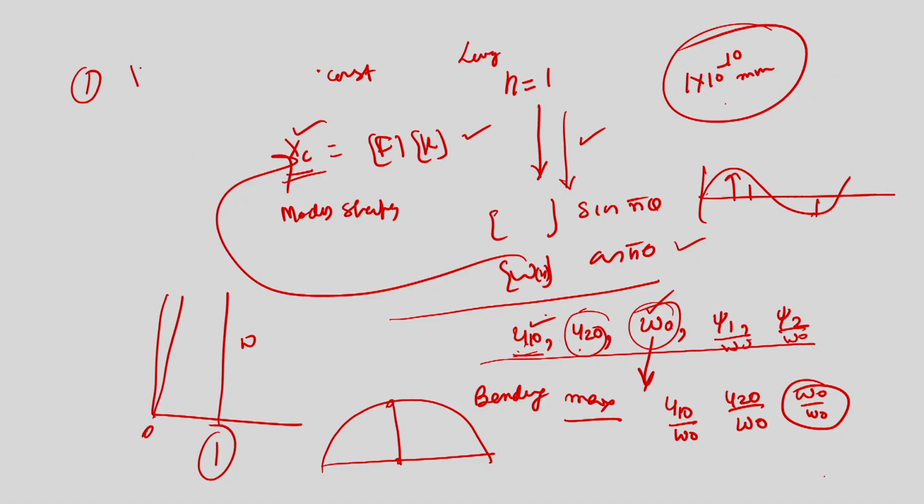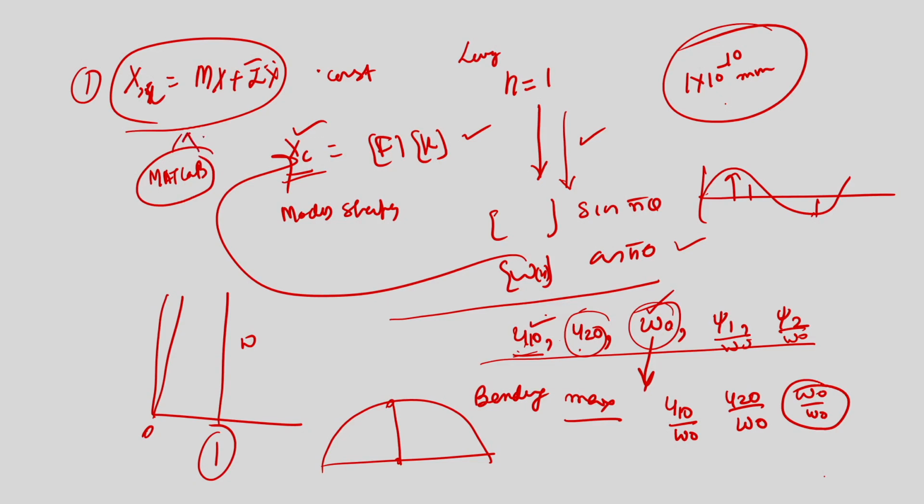One more important point: we have this equation, x comma x is equal to, let us say, M into x plus I bar into x double dot, and so on. Even now you need not go by the technique which I have explained. You can directly solve this ordinary differential equation in MATLAB.